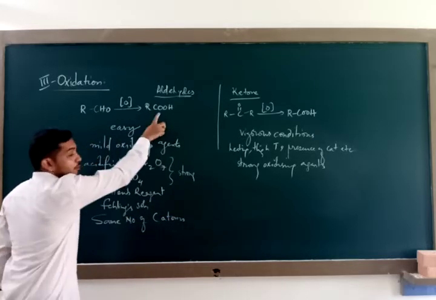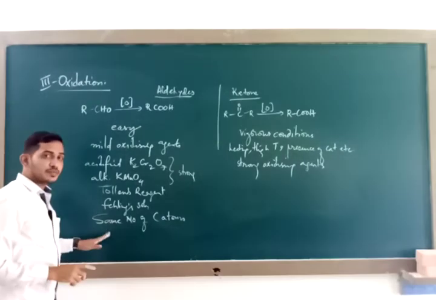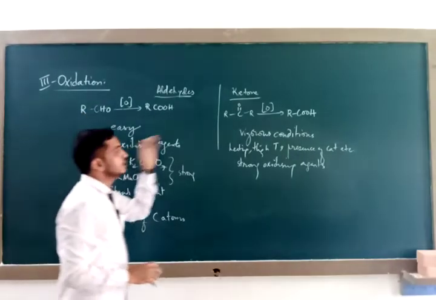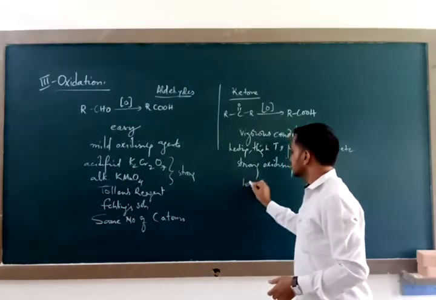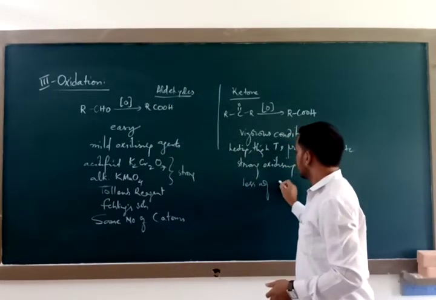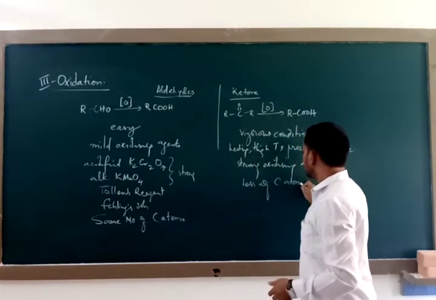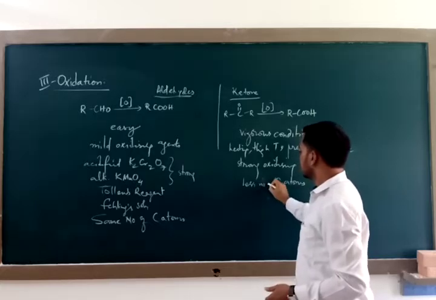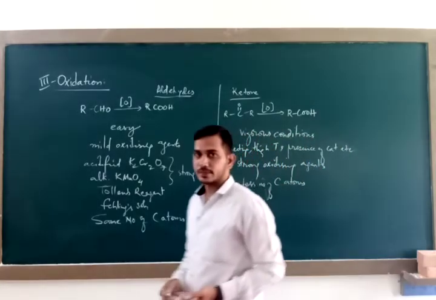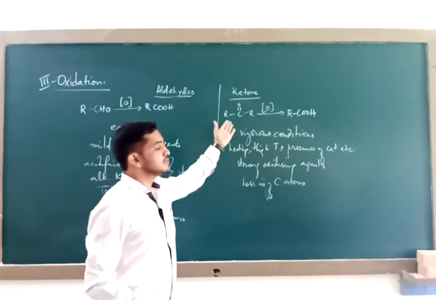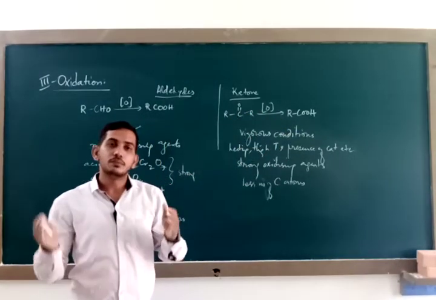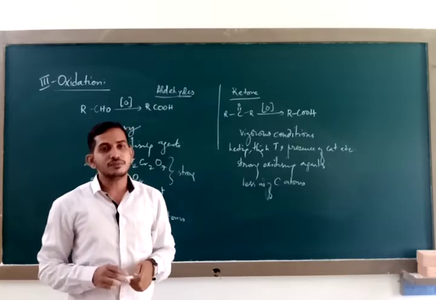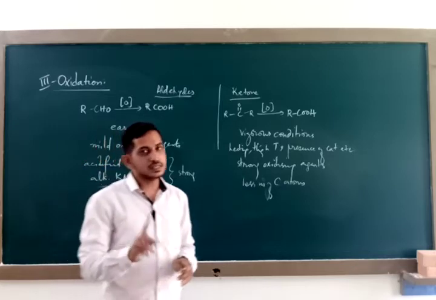The product carboxylic acid will contain the same number of carbon atoms as present in the aldehyde, whereas if ketones are oxidized, it will give you less number of carbon atoms in the product. Say you have 4 carbon atoms in ketone, then the product carboxylic acid will not contain 4, but it will contain less number of carbon atoms. So you need to remember these differences.